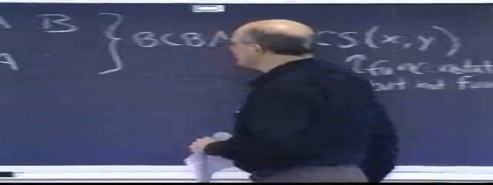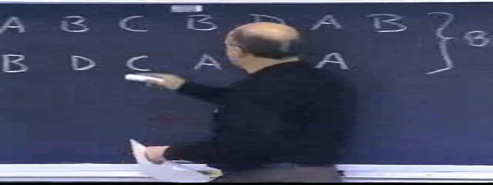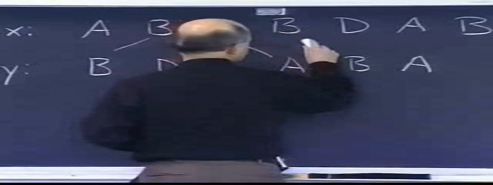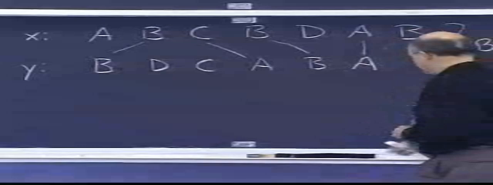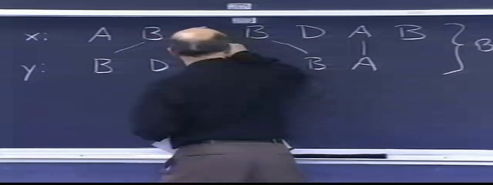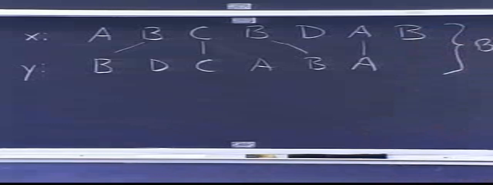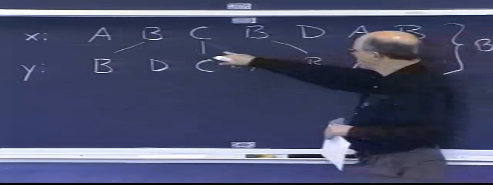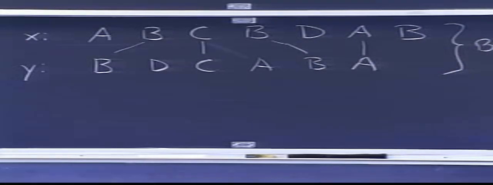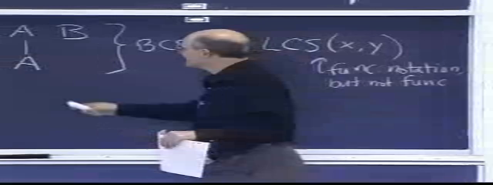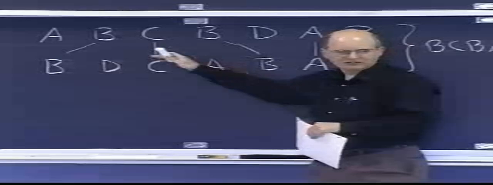So this one's B, C, B, A, if I pair up what the things are. The whole idea is I can pair things up and these lines don't cross. Some way of putting them in where they don't cross. If these things crossed, then that wouldn't be a legal mapping.